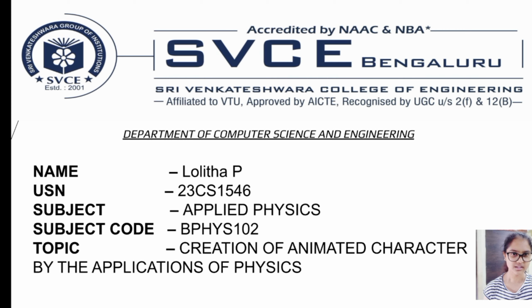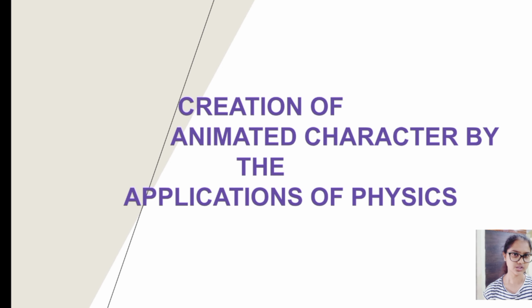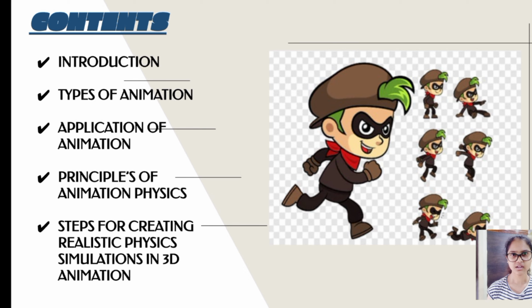Today's topic is about creation of animated characters by the application of physics, in the subject Applied Physics, subject code VPHYS102. Topic is creation of animated character by the applications of physics. Contents: introduction, types of animation, application of animation, principles of animation physics, steps for creating realistic physics simulations in 3D animation.